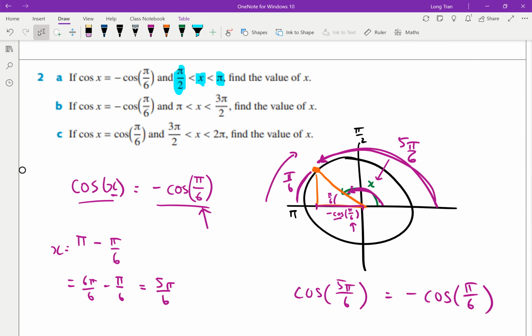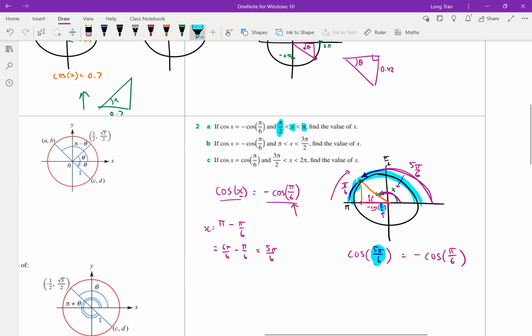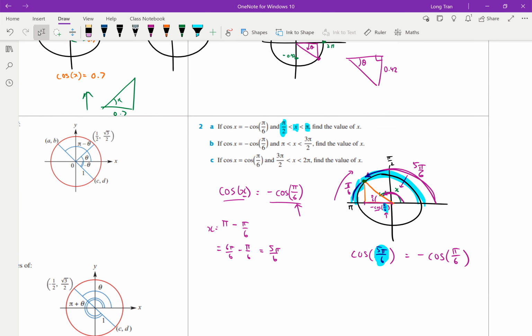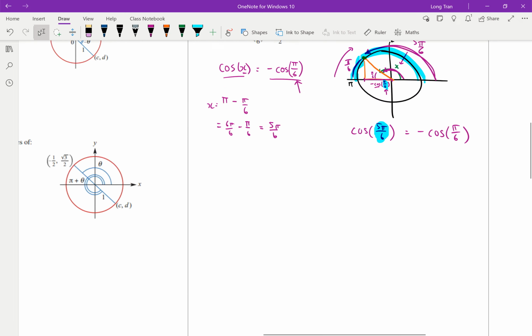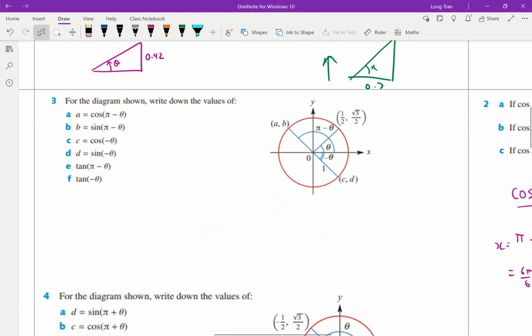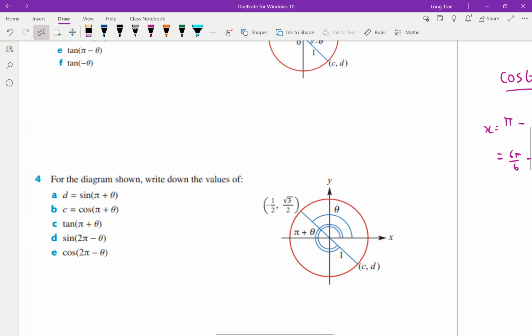Okay? So that's what they wanted you to work out. They wanted to know what this angle here is. But they already told you from here to here was pi on 6. So you needed to figure out this entire length here. That's what you wanted. So the angle is 5 pi on 6. So that's how you do 2a. And it'll be very similar in question 3 and question 4 as well.